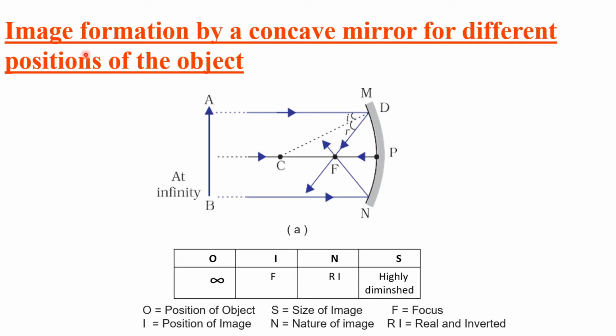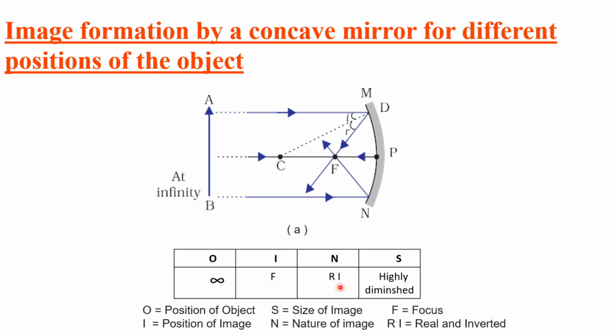Now, let us find out the image formation by a concave mirror for different positions of the object. Here AB is the object, placed at infinity. A ray parallel to the principal axis passes through the focus after reflection, and the second ray, also parallel to the principal axis, passes through the focus after reflection. The point of intersection of these two reflected rays is at F, so the image will be formed at F. The object was placed at infinity, and the image is formed at F.